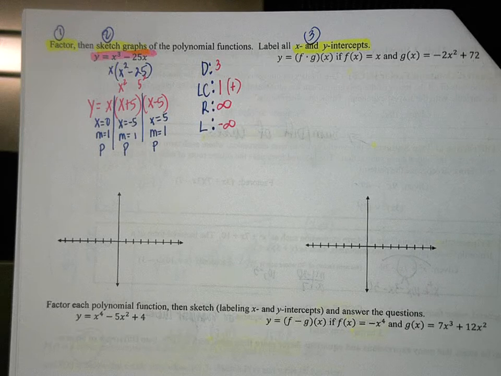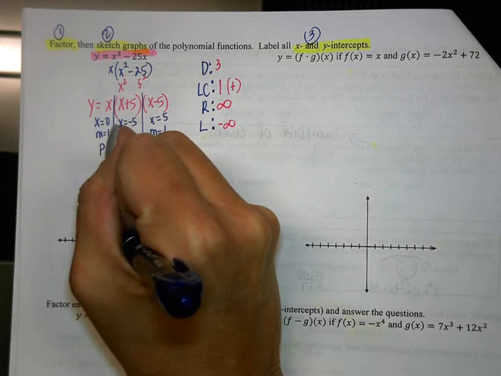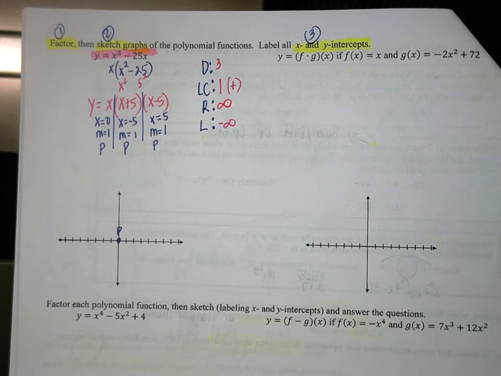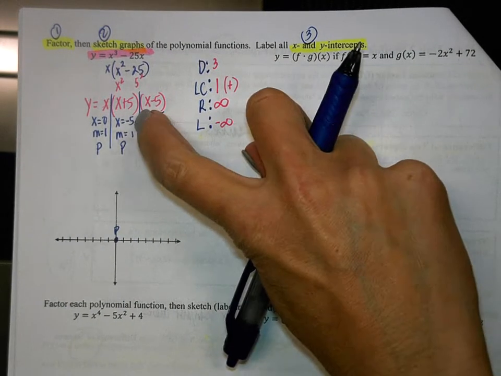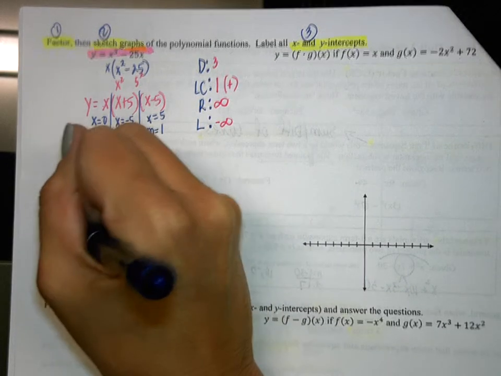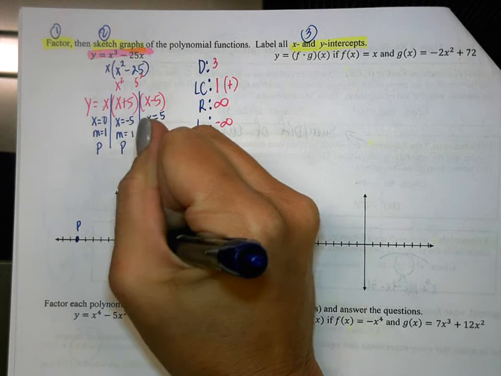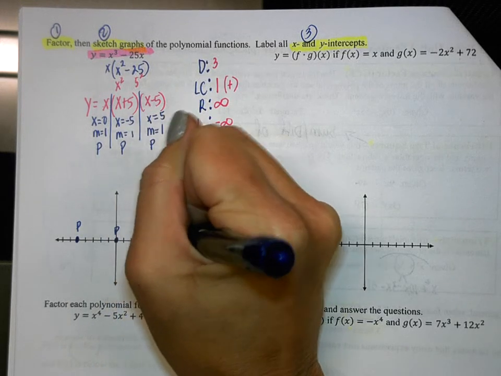Okay, so let's plot all of our x-intercepts on the graph. So we have x equals 0, and I'm going to put a p to remind myself it passes through there. We have x equals negative 5, and I'm going to put a p here because it passes through, and then positive 5. P here because it passes through.